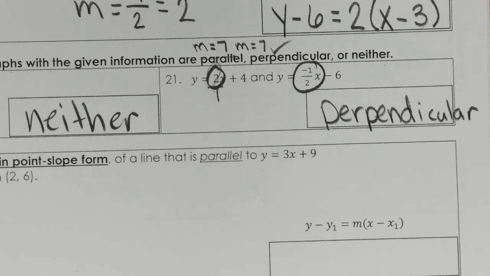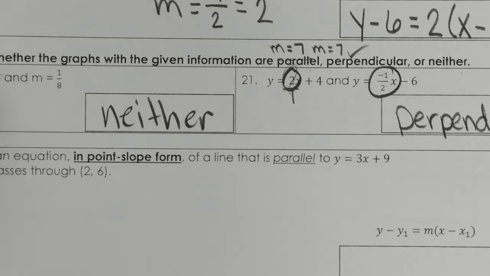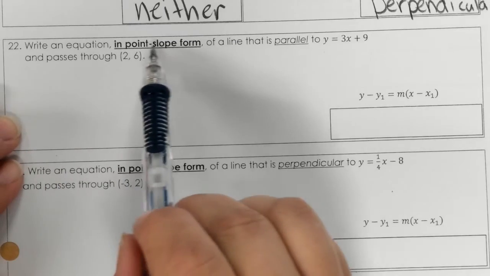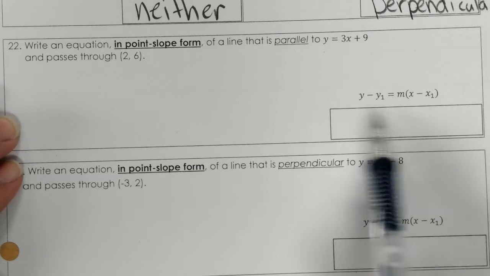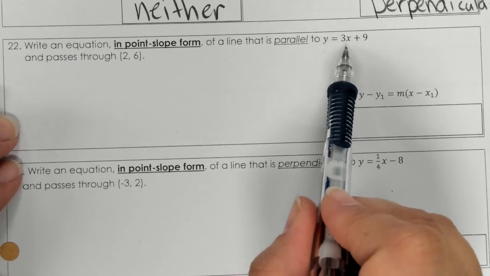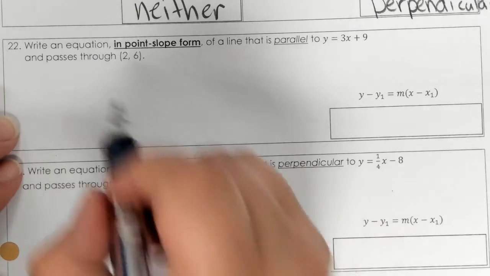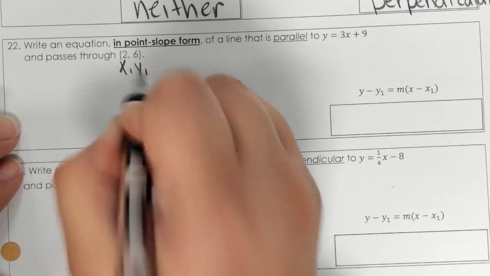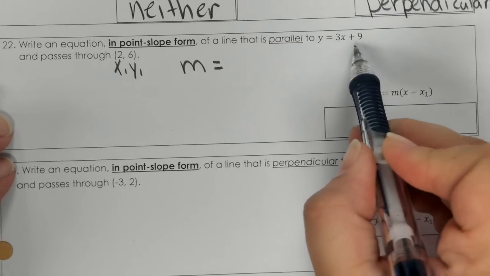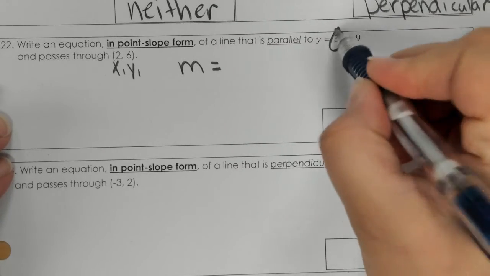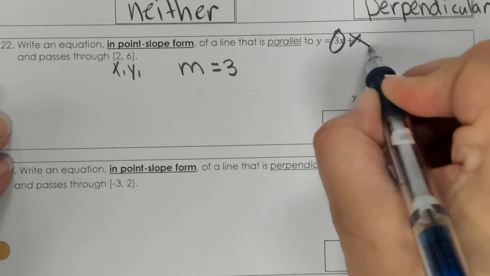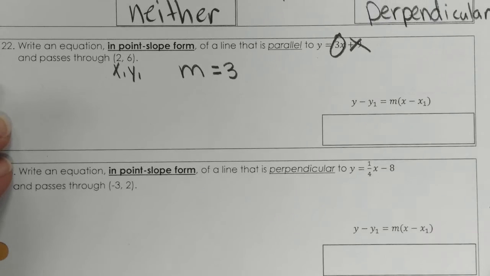Okay, now 22 and 23 have to do with that same category of parallel, perpendicular. So 22, write an equation in point-slope form, it's given to you right here, of a line that is parallel to this equation and it passes through the point. So the point, that's easy, that's x1 and y1. I got to know what my slope is. So I look here at the equation and my slope is 3. That plus 9, that's just extra information that goes with the original equation.